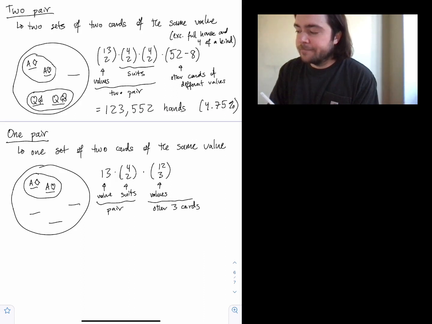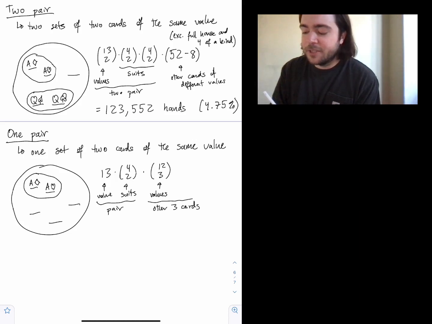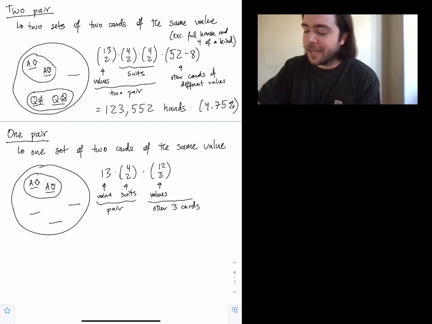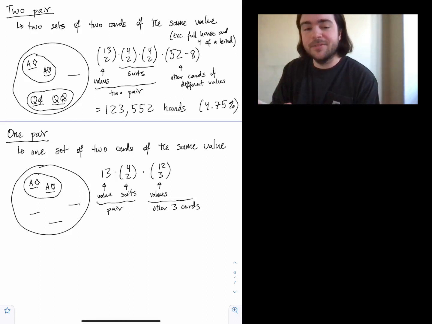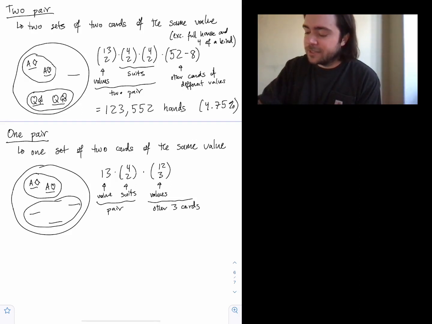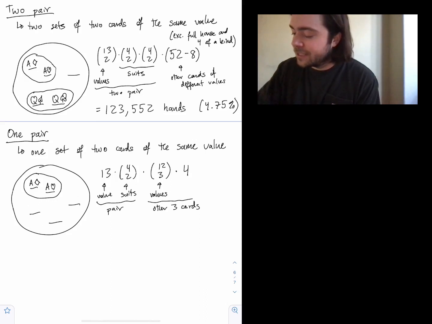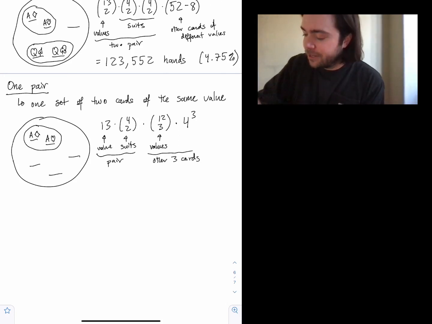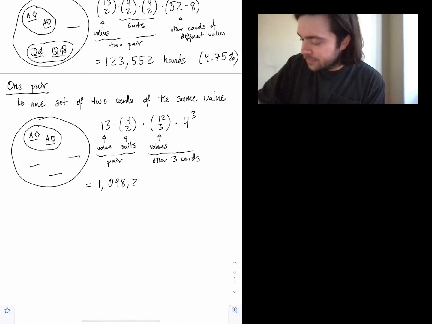And what about the suits? Well, the suits, again, I'm free. As long as the values are different, there's no chance that I could assign the suits in a way to fall into another category. In particular, I can't get a flush because I have a pair here. So those 2 cards are definitely different suits. So I can't possibly have 5 cards of the same suit. So I'm completely free to choose the suits of these other cards because I know their values are different. So that's just 4 choices of suit for each of the 3 cards. So that's 4 cubed. 4 times 4 times 4. And we get 1,098,240 hands.